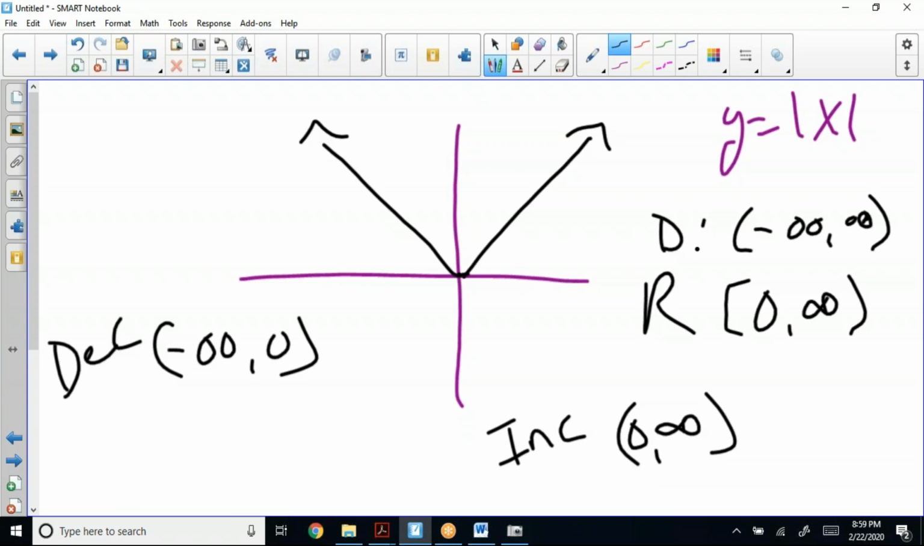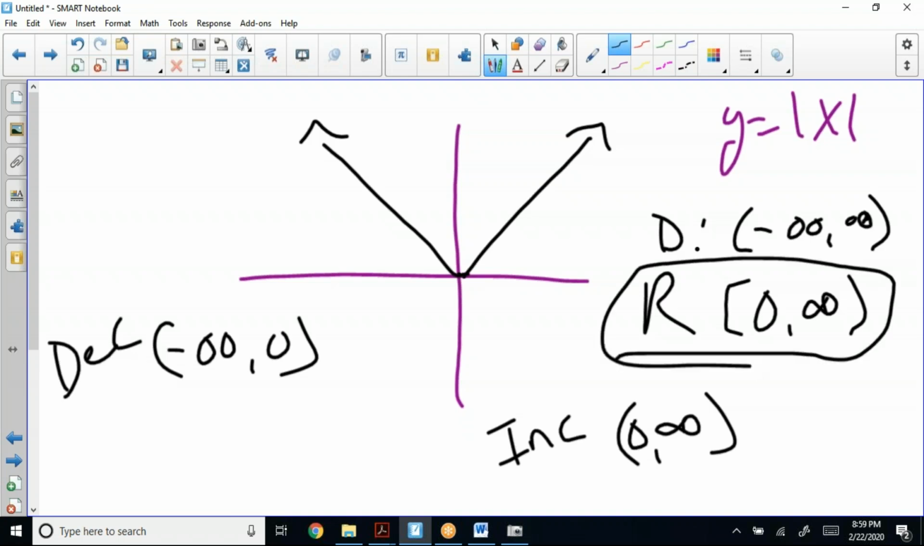It's got a minimum at 0, 0 because it's a V, but those are things I would make sure I understood, especially the range, because it follows very much like the quadratic, right? The domain is always going to be -infinity to +infinity for those, but the ranges are, if it's just a parent function, 0 to infinity, and if it's opening downward, it would be the opposite of that, right?